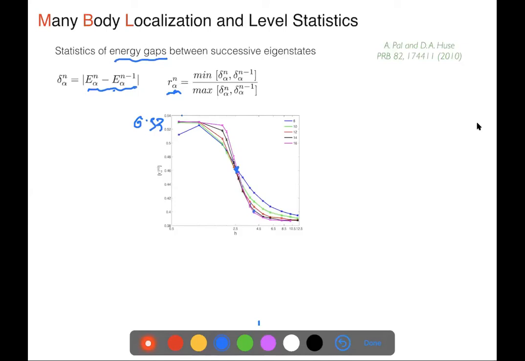Now that could be simply because you have not gone to large enough L, or it could be that it's not a phase transition, but some sort of broad crossover. It's almost always a broad crossover in these. So let's see what it does a little bit later.